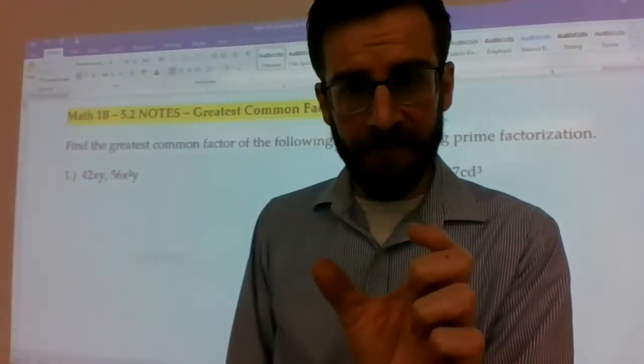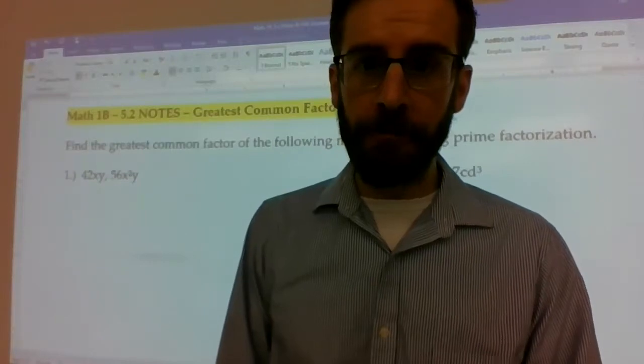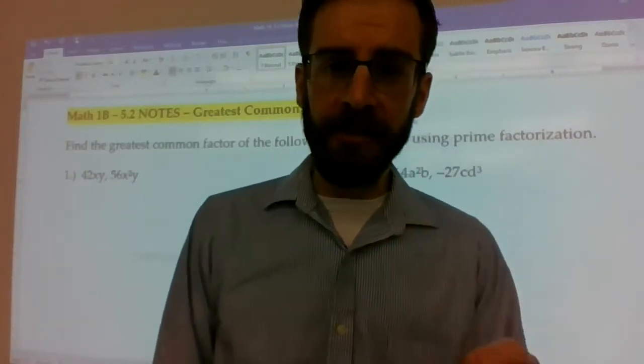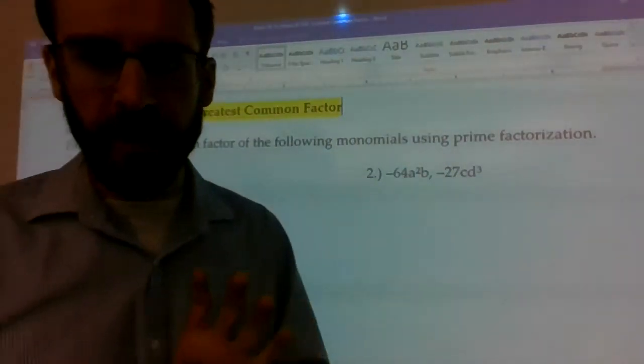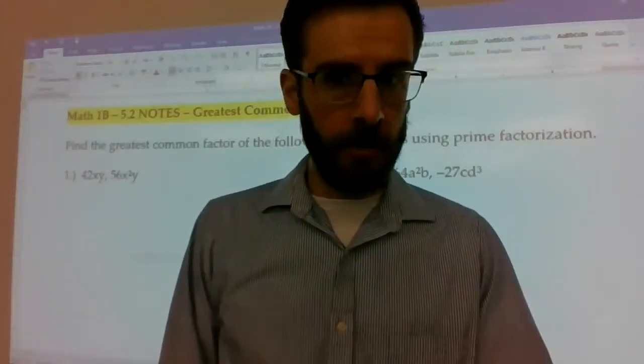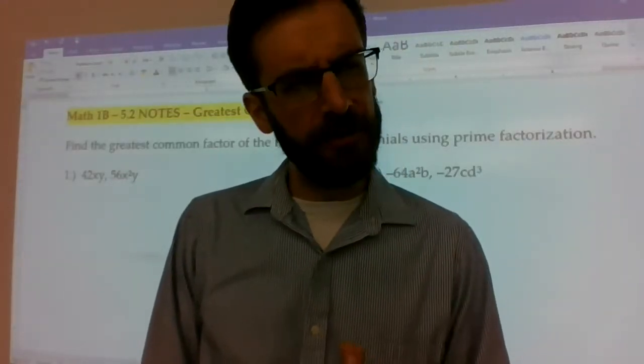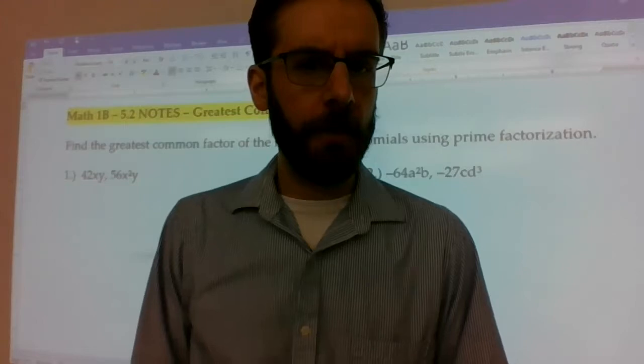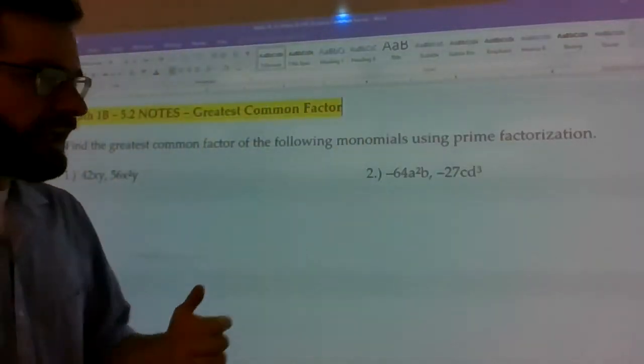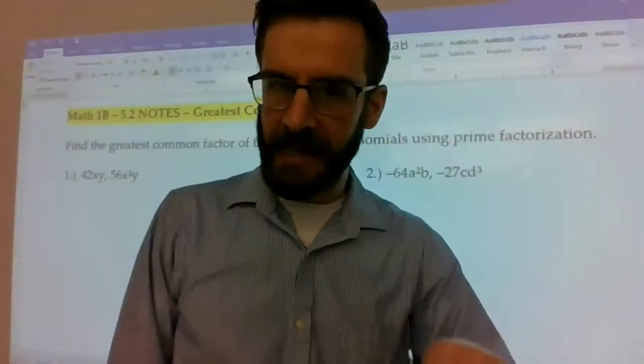It's using prime factorization, the stuff we talked about from 5.1, to find the greatest common factor between multiple, I guess we call them monomials, right? Yeah, multiple monomials.